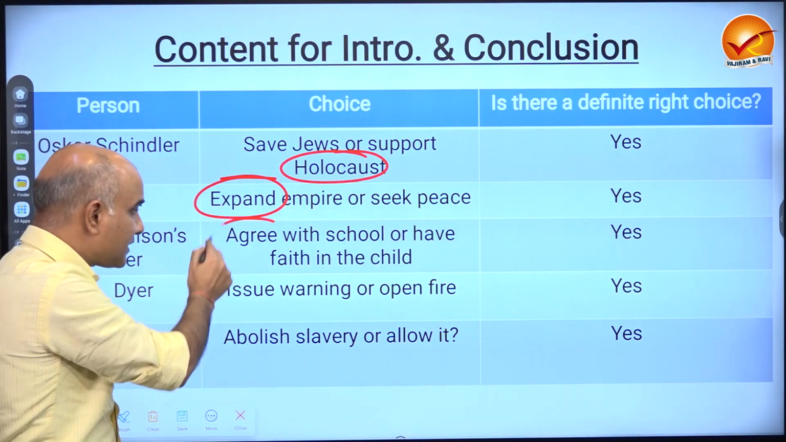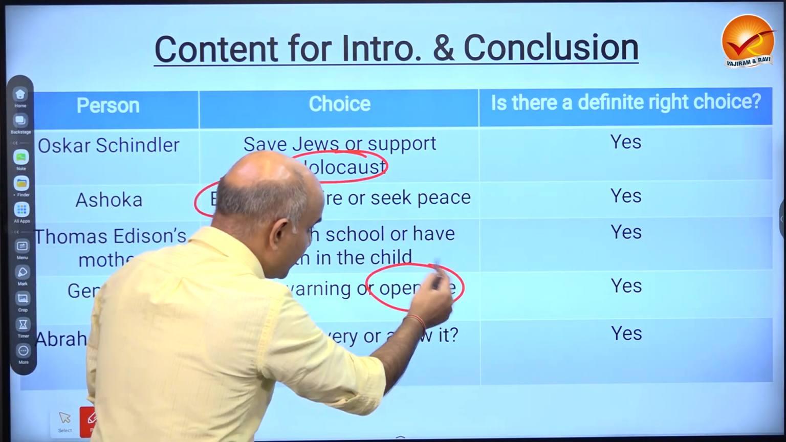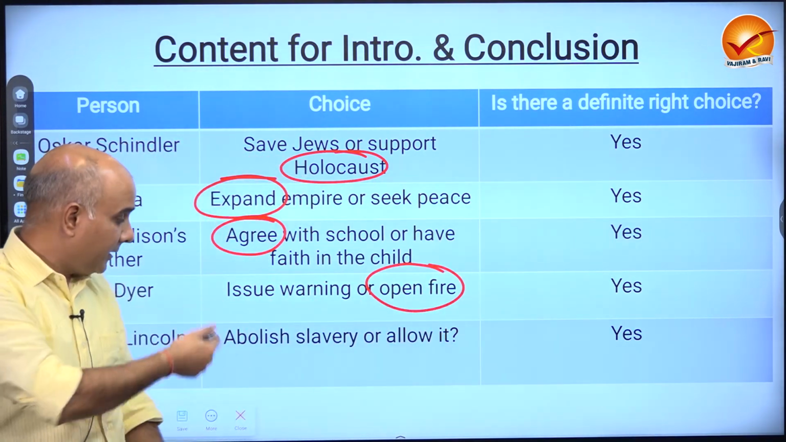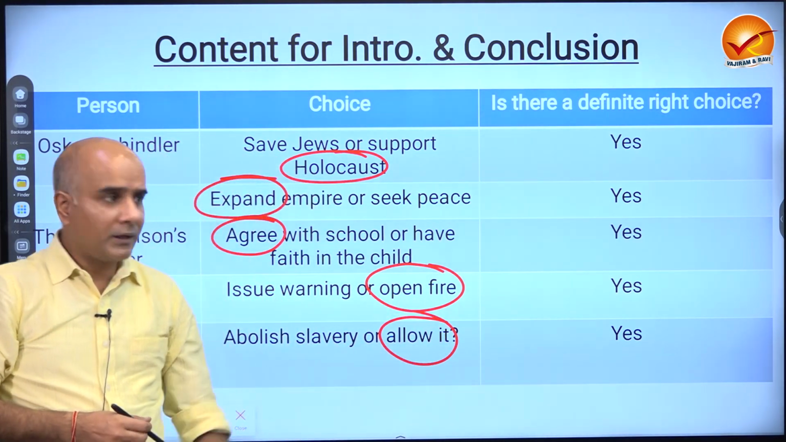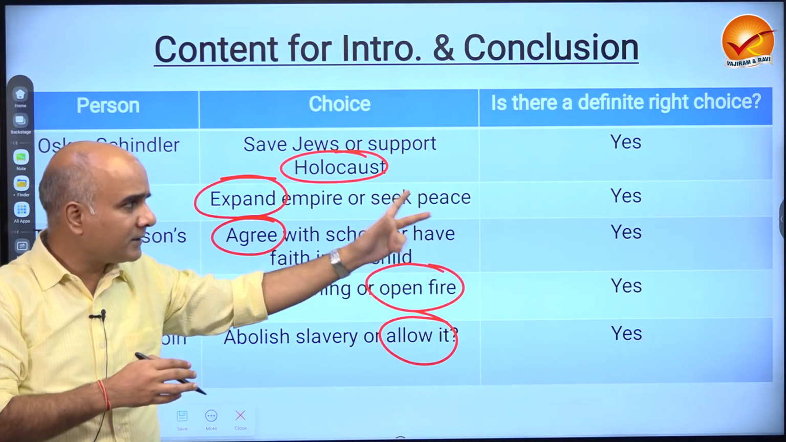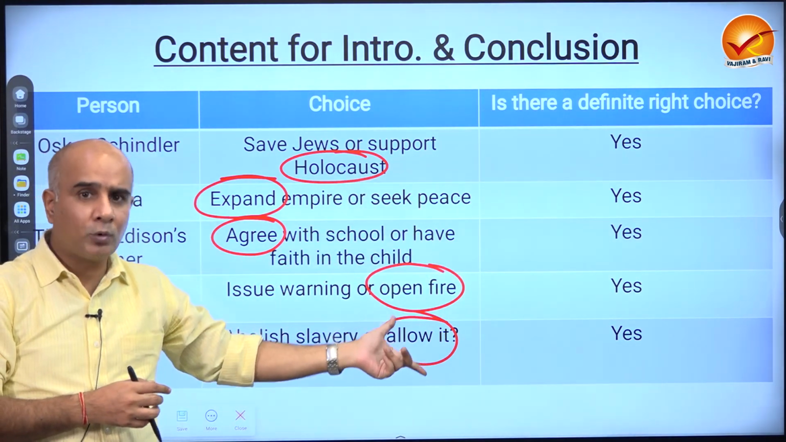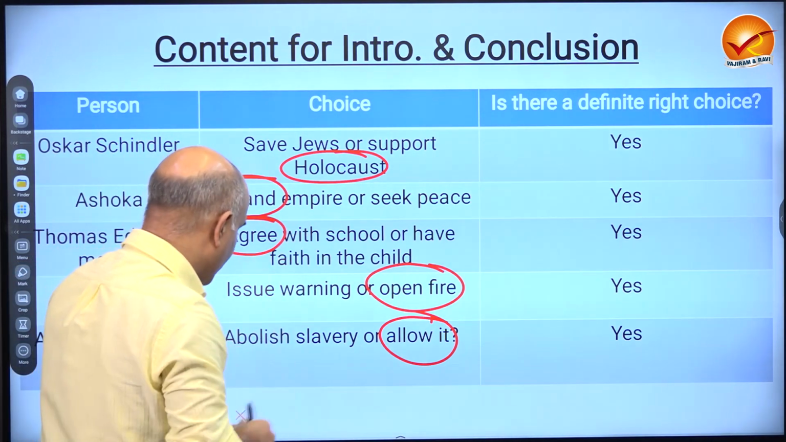What would be wrong for Edison's mother? To agree with the school. What would be wrong for General Dyer? To open, and which he did, to open fire. What would be wrong for Abraham Lincoln? To allow slavery to continue. If you want to write it in a positive manner, write it this way. If you want to write it in a negative manner, just change it and look at the bad choices that could have been made or were actually made.